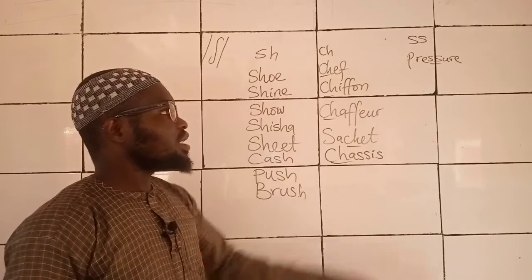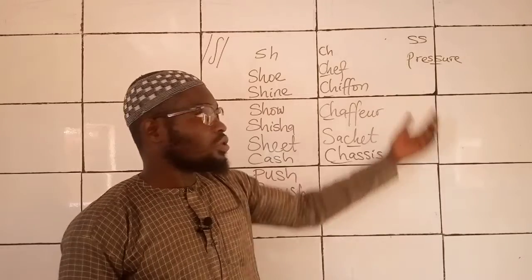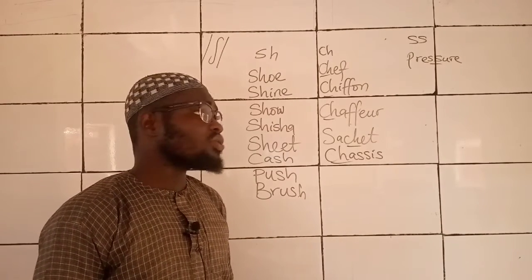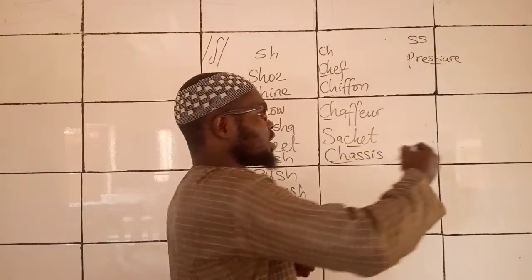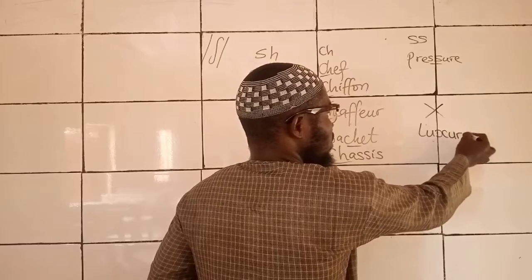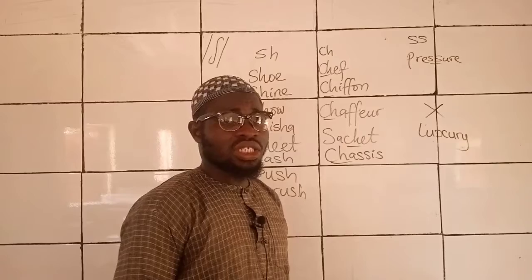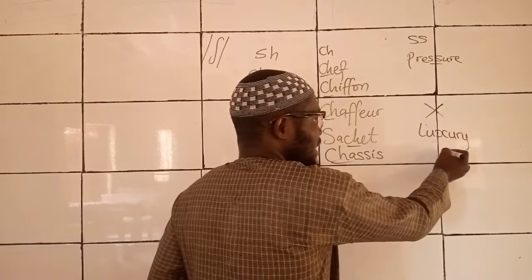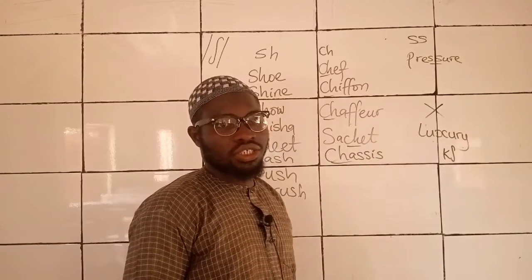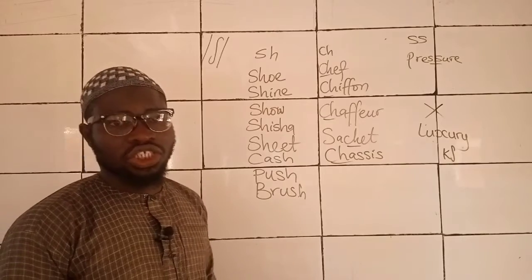And then the next one is SS. We have SS in the word pressure. We don't say it with an s sound. We say pressure with sh. We also have one other representation in letter X in the word luxury. We don't say it with ks. We say luxury with sh. So in the word luxury, this X has a g and sh. These are the representations of the sound sh.